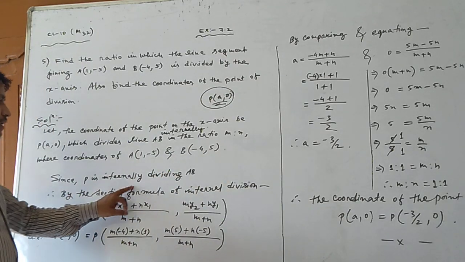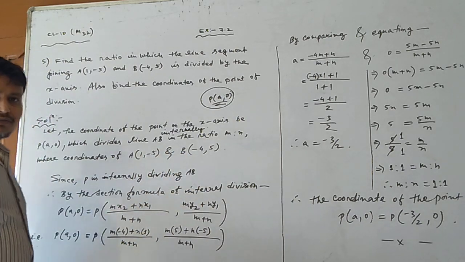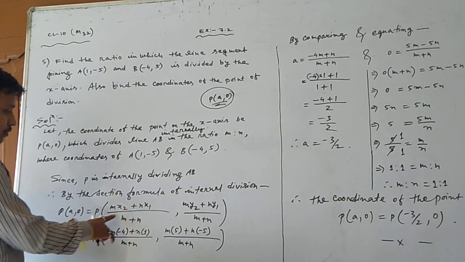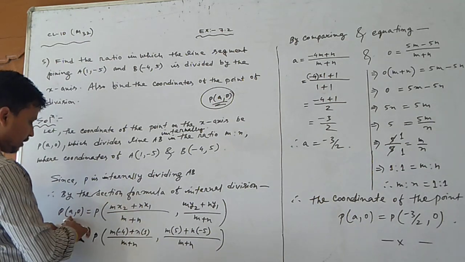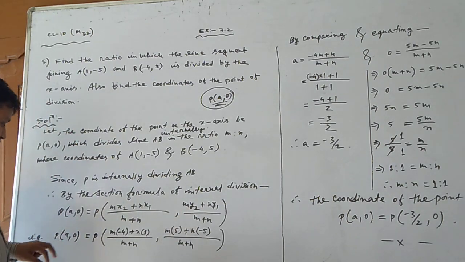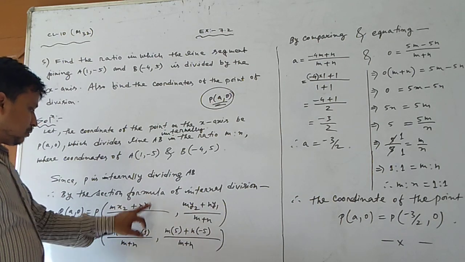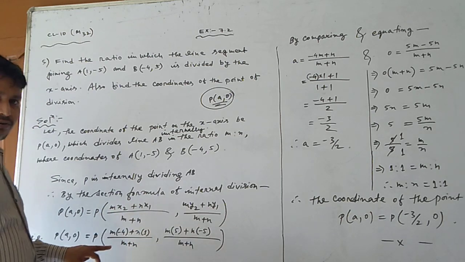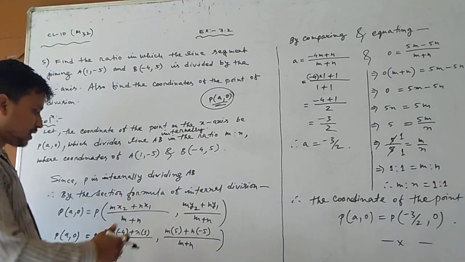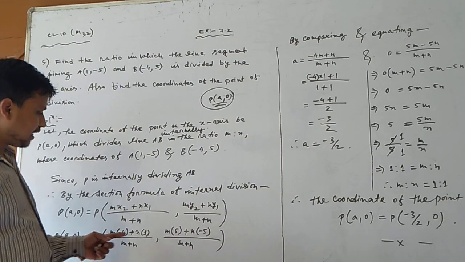Now, since P is internally dividing AB, by the section formula of internal division, P(a, 0): x coordinate equals x coordinate, y coordinate equals y coordinate. The x coordinate is (m x2 + n x1) by (m + n), and the y coordinate is (m y2 + n y1) by (m + n). The ratio m:n is not given, so you write m, n like this.